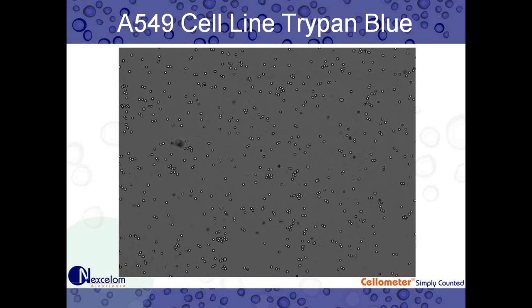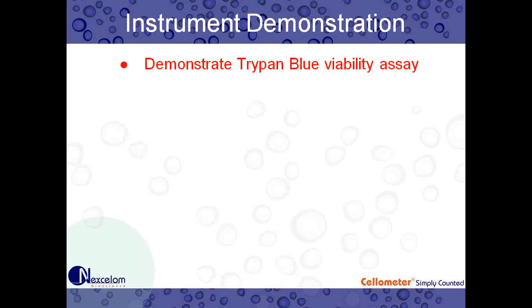And the next image is of the A549 cell line, and this was taken with a Cellometer Vision, which does not have a color camera, but we can clearly see that these dark cells are Trypan Blue positive.